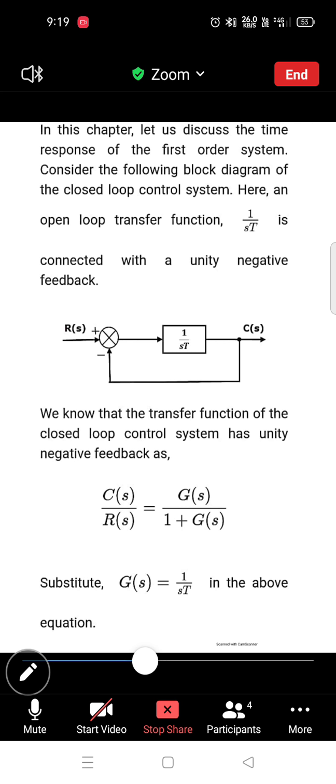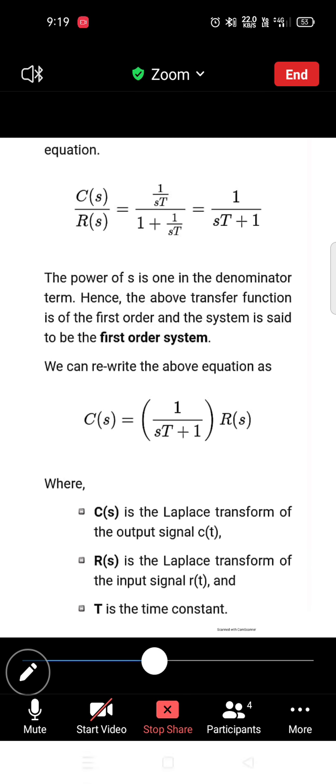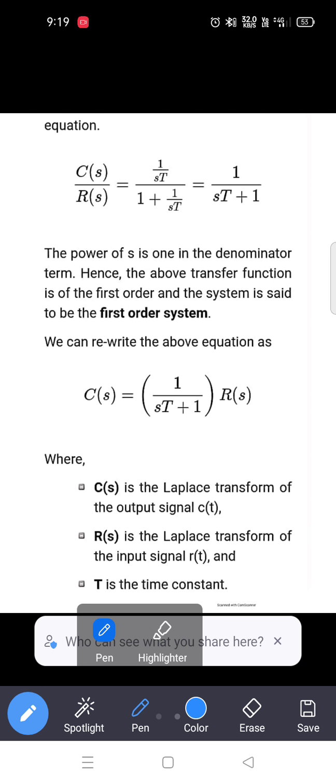Now we know we have a subsystem with 1 upon sT given as an equation. So substitute this value as G of s in this equation. So we get 1 upon sT divided by 1 plus 1 upon sT. By simplifying it, it will come as 1 divided by sT plus 1. So the power of s here is only 1 in the denominator. So this is the first order system, and the system is said to be of first order.